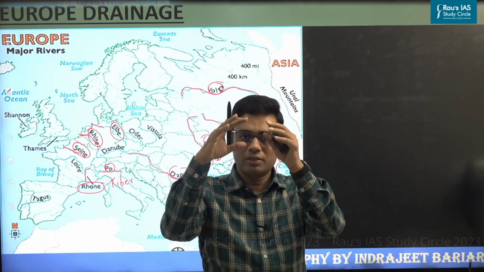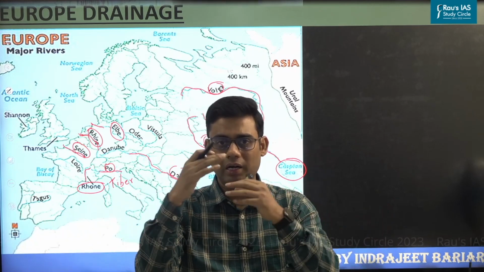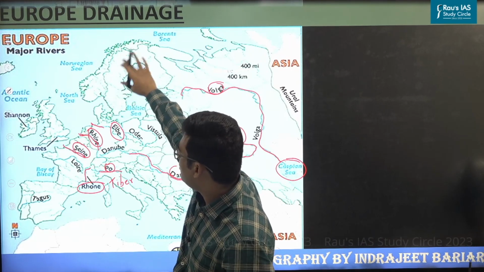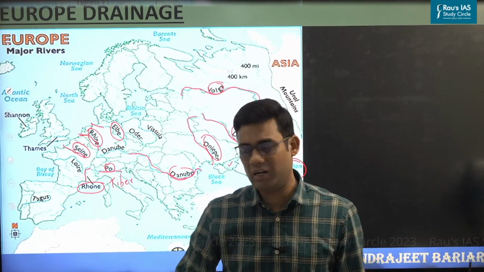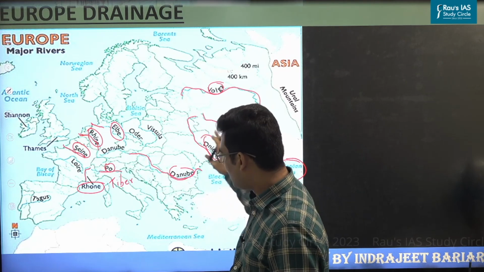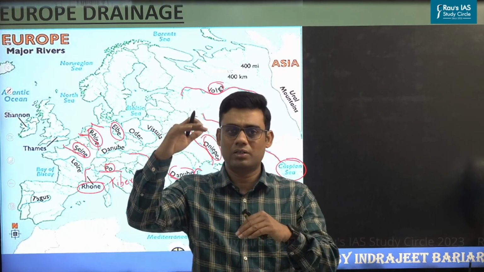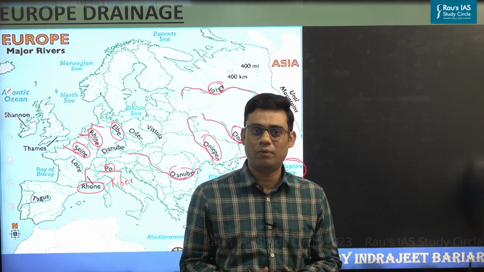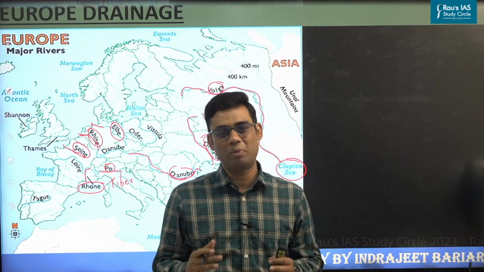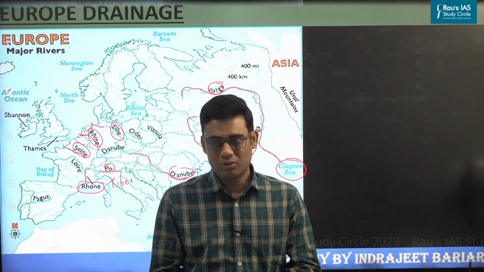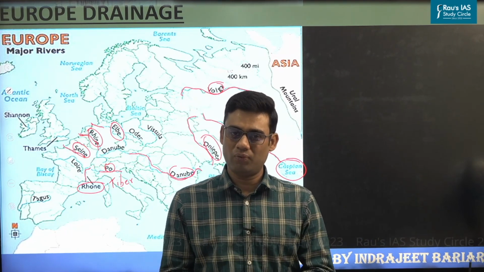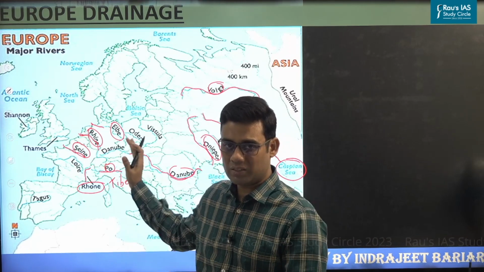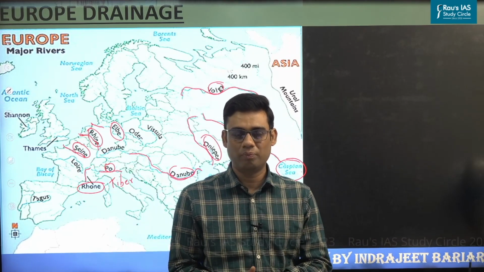So that is a centrifugal radial drainage system. And here, most importantly, you have the highlands in the form of the Scandinavian highlands, or here there are the Alpine highlands. Both provide ideal conditions for the formation of a centrifugal radial drainage pattern. So this is all about the physiography of Europe, as well as the mountain systems, the volcanoes, and now the drainage system of Europe.